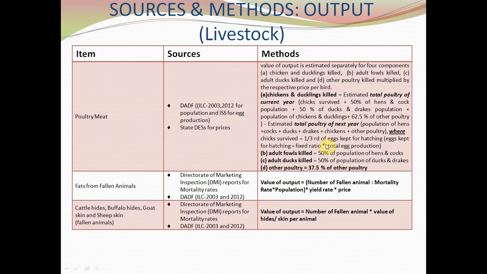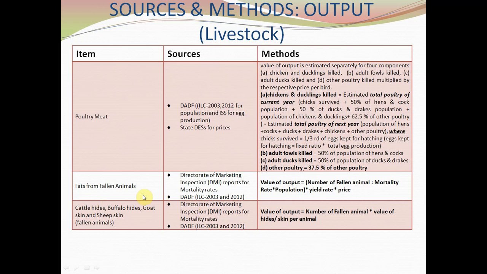Chicks survived are one third of eggs kept for hatching. Eggs kept for hatching are a fixed ratio of total egg production. Adult fowls killed are taken at 50% of population of hens and cocks. Adult ducks killed are taken as 50% of population of ducks and drakes. And for other poultry, we are taking 37.5% of other poultry.